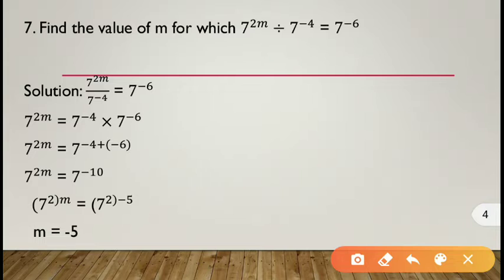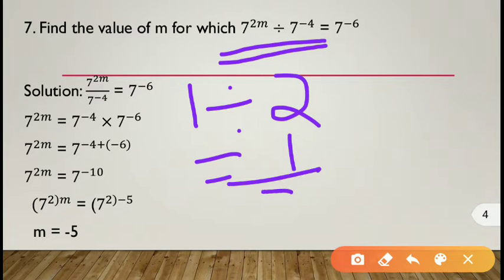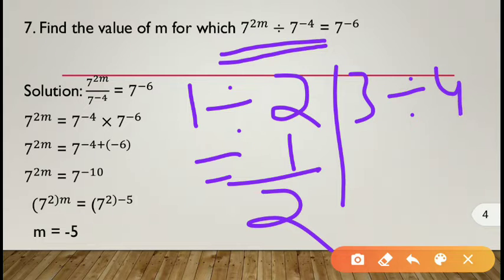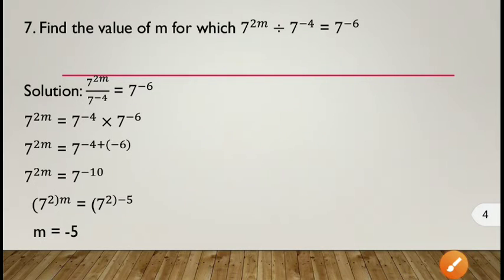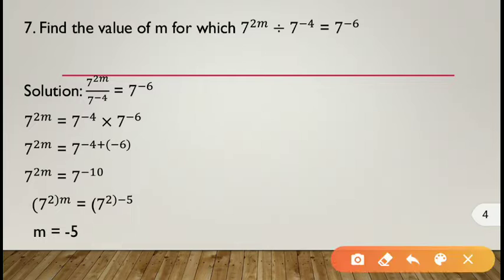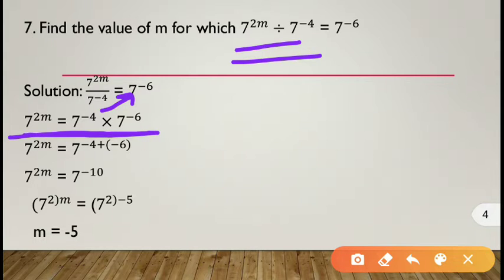So first of all, it is written in division. When you have 1 divided by 2, you can write it as 1 upon 2. When you have 3 divided by 4, we can write 3 by 4. In the same way, this can be written as 7 to the power 2m upon 7 to the power minus 4, and this will be as it is. Now this is the right hand side, this is the left hand side.